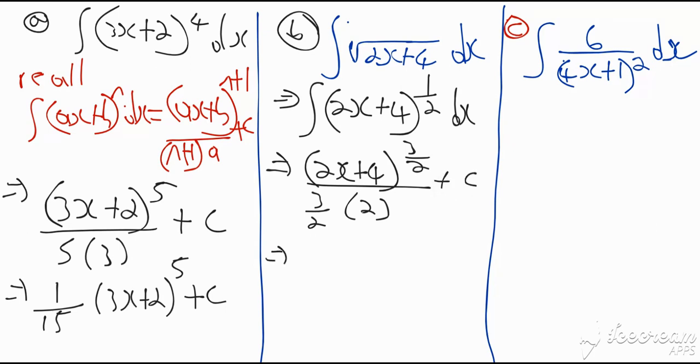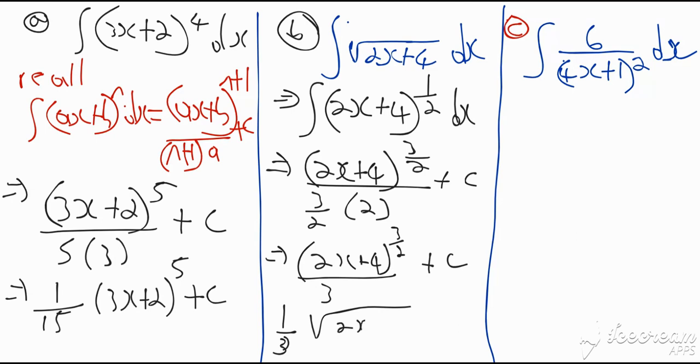Now tidying this up, I'm going to have (2x + 4) raised to the 3 over 2, over 3, plus c, which I could just write as 1/3, and we could actually put it back in a radical form. So I could say 1/3 times the square root of (2x + 4) cubed, plus c. And there we go for question B.